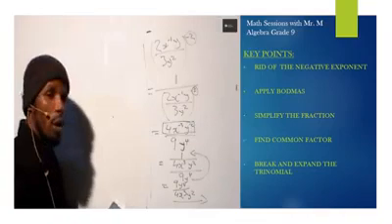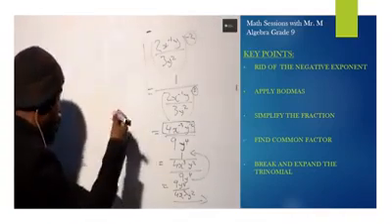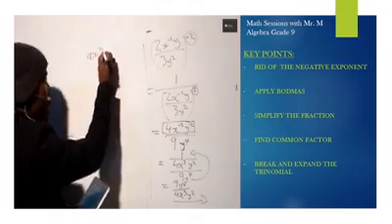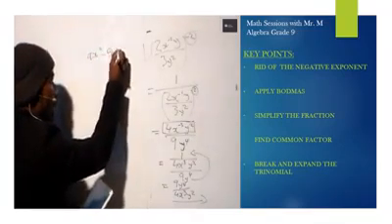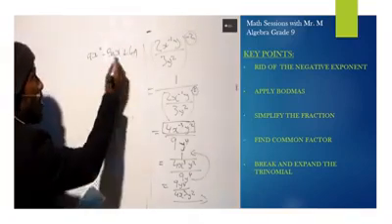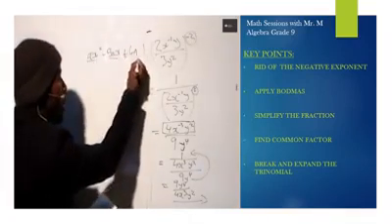Now, factorization is also very easy. It says factorize completely, and we have ax to the power of 2 minus 5ax plus 6a. Now, the first thing you can look at is that there are 3 terms.